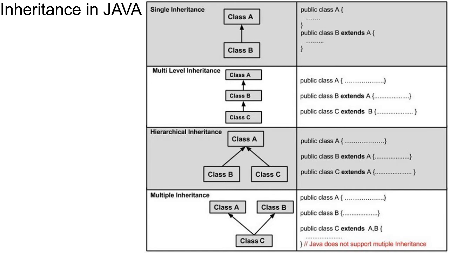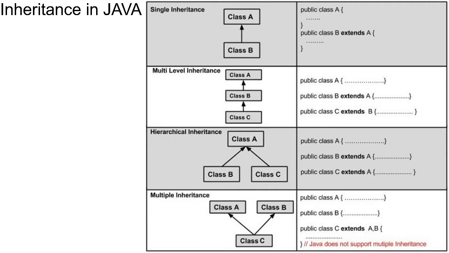So public class B extends A. That means all the properties which are defined, the methods and variables defined in your class A will be available in your class B also. The copy which is there in class A, the same copy will be available for class B.